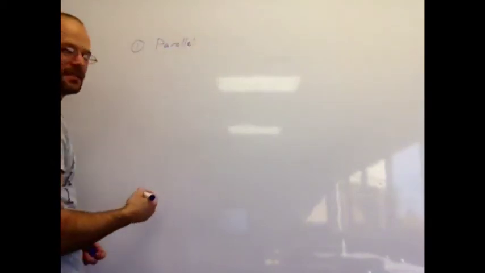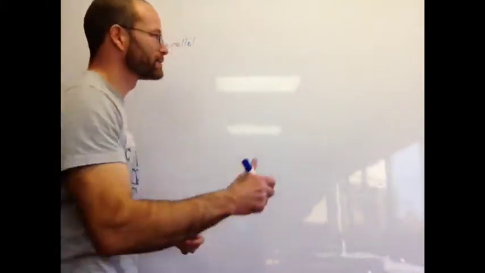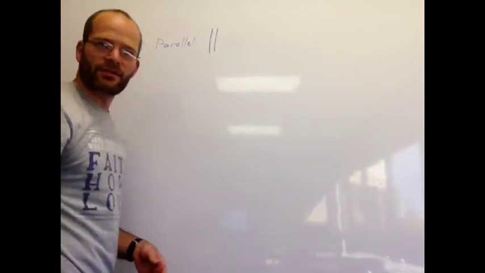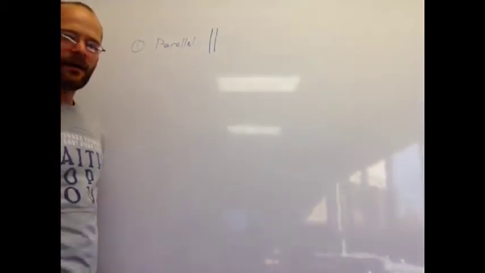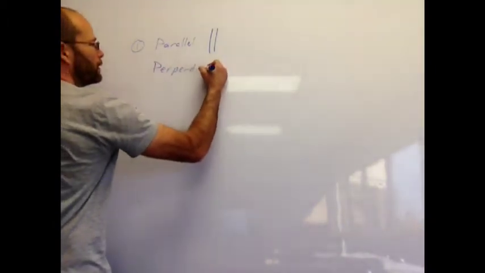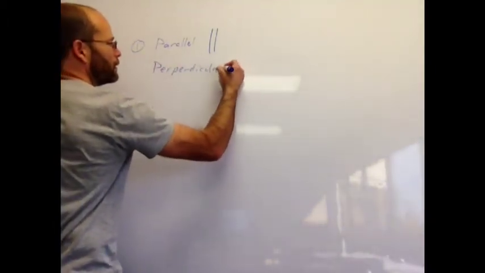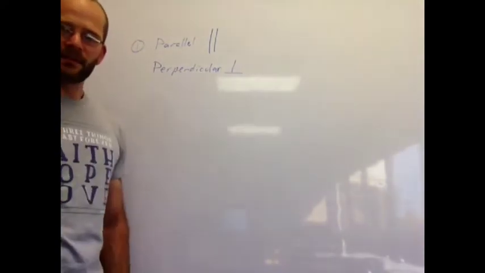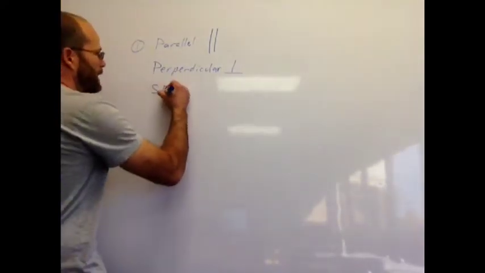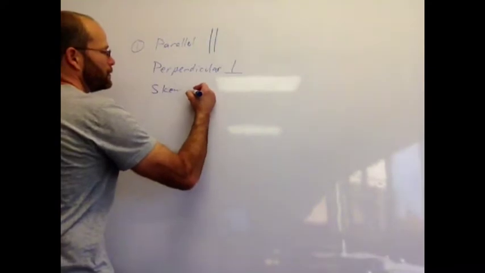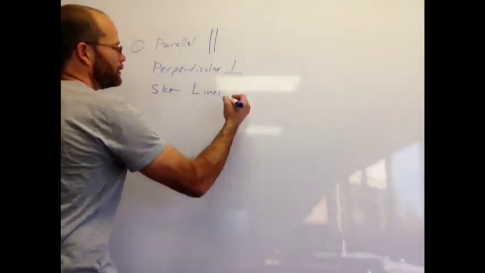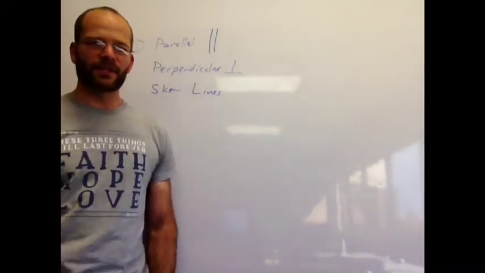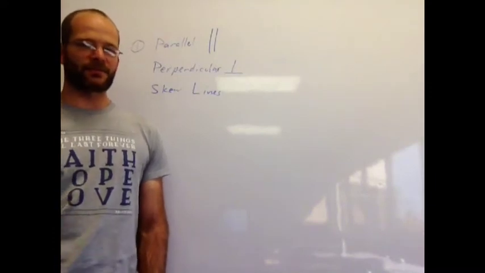Number one, parallel. There's a symbol we use to represent parallel, or to represent that word. It looks like this. It's just two long parallel lines. Perpendicular, with that symbol, or skew lines. Okay? Parallel, perpendicular, skew lines. I want you to be able to identify them and understand what those words mean.